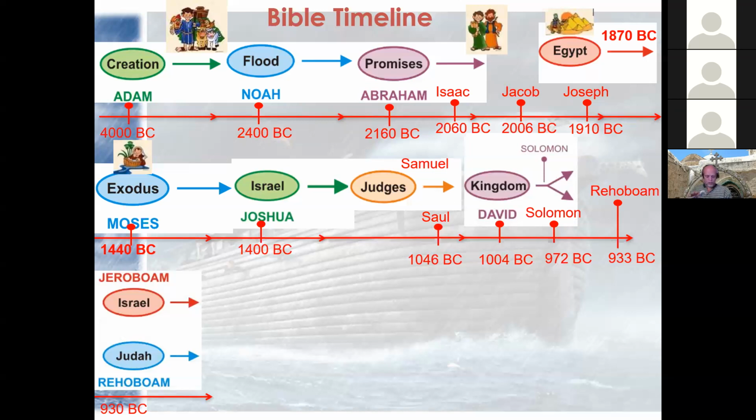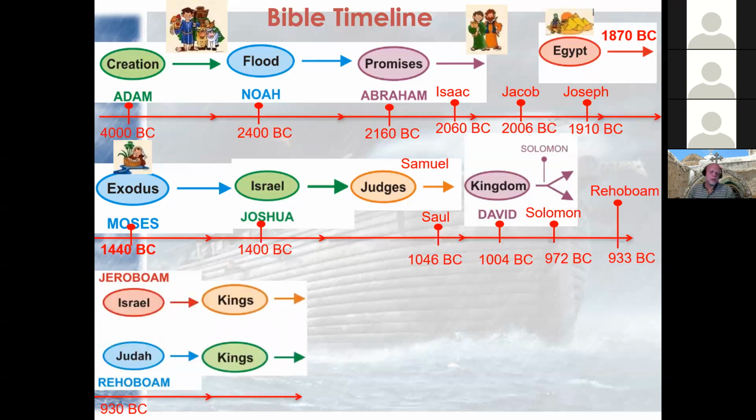So in Israel, in the north, in Samaria, everybody's bad. In the south, in Judah, in Jerusalem, most are bad, but some were okay. This was around 930 before Christ. So now we have 2 kingdoms. We have the kingdom of Israel in the north, which has kings, and the kingdom of Judah in the south, which also has kings.